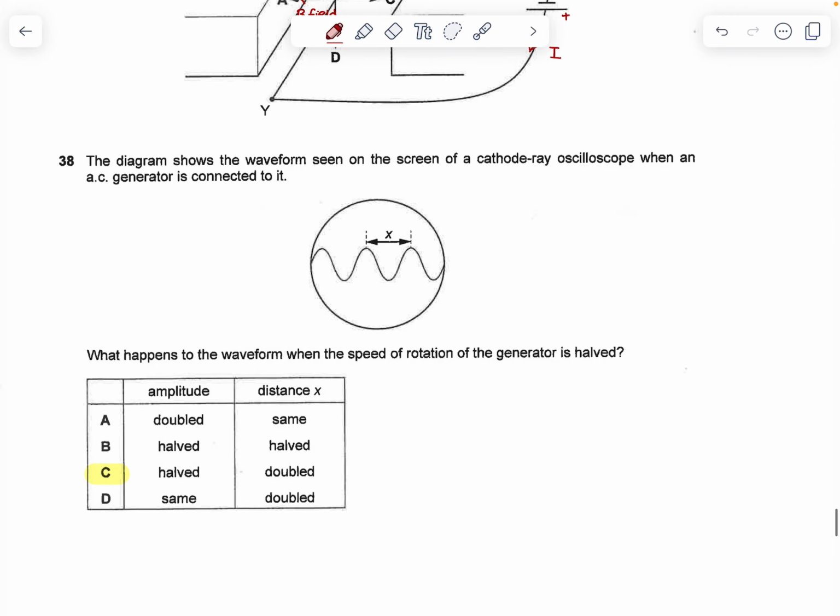Question 38 is a screen of a CRO, cathode ray oscilloscope. Okay, what happens to the waveform when the rotation is halved? So once the rotation decreases, you should see the amplitude halve and the distance double since the frequency is lower.